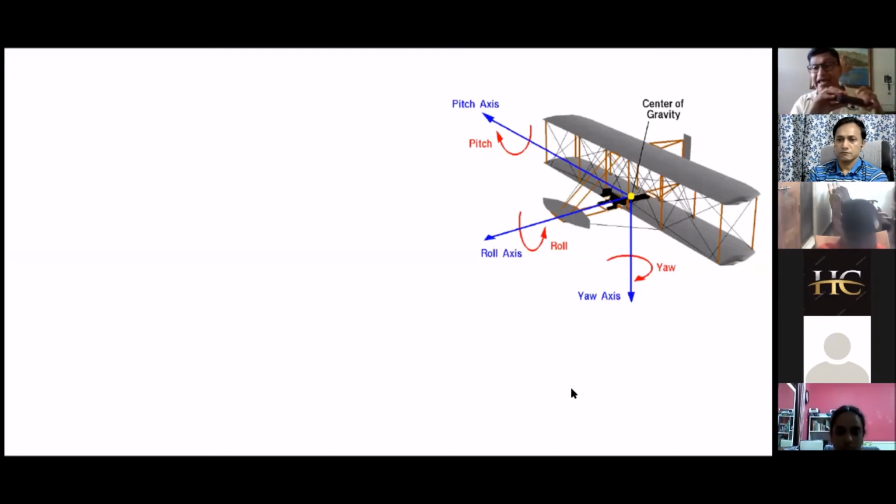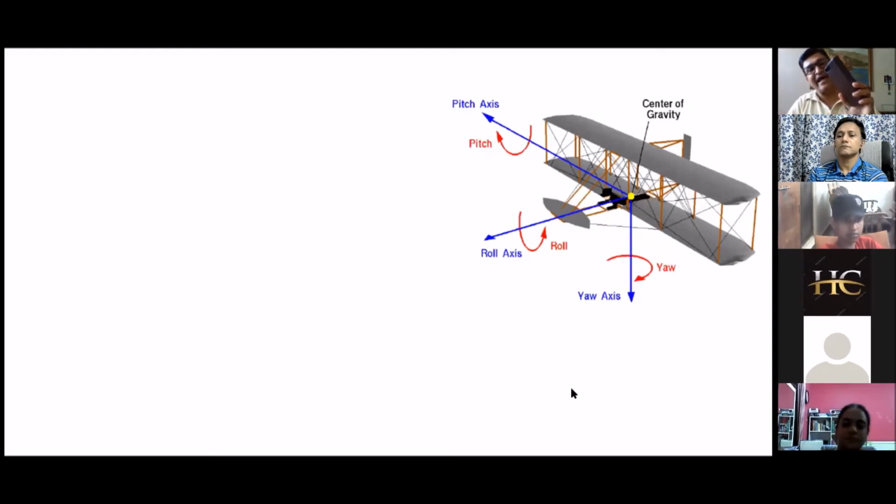But if you have a plane, you have a third axis, which is the pitch of the plane, right? The plane can go this way. The nose can go down, or the nose can go up, right? When it takes off, the nose is up, right?